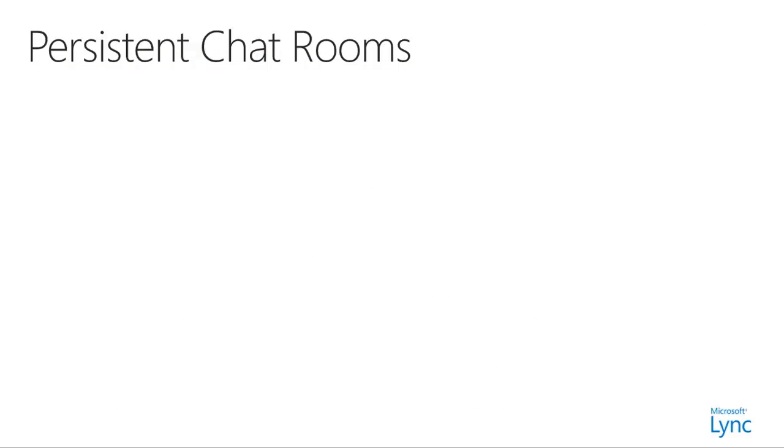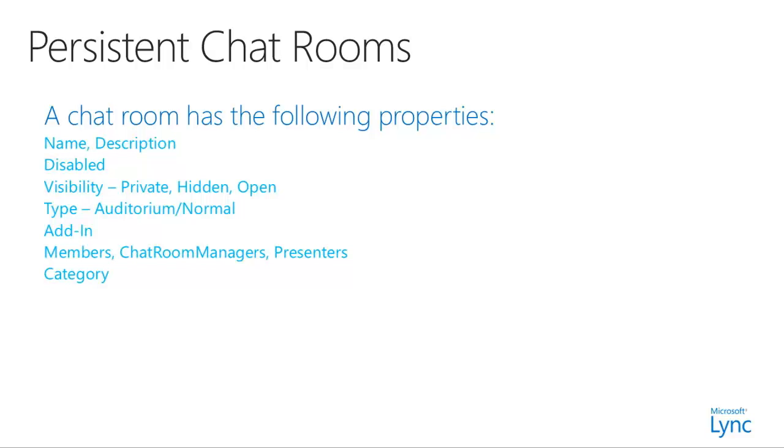And as soon as you create a chat room, well, actually before that, the values that a chat room requires are the name, the description, and what type of visibility, is it private, hidden, or open. There are two different types of chat rooms. One is auditorium, in which people who are members of that chat room cannot send messages, they can only read messages. So you have the person who is the moderator. That person can send messages. Everyone else is an attendee, where they can only see the messages and not participate back and forth.